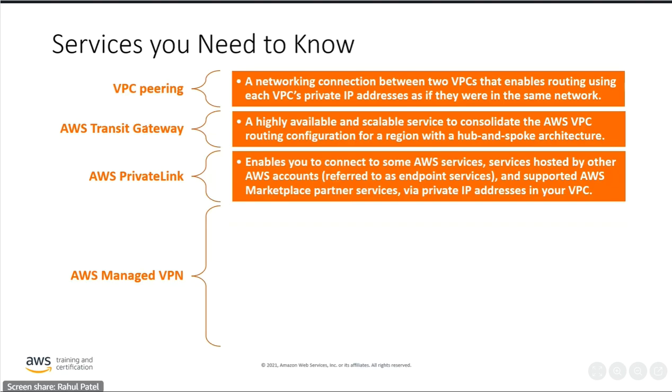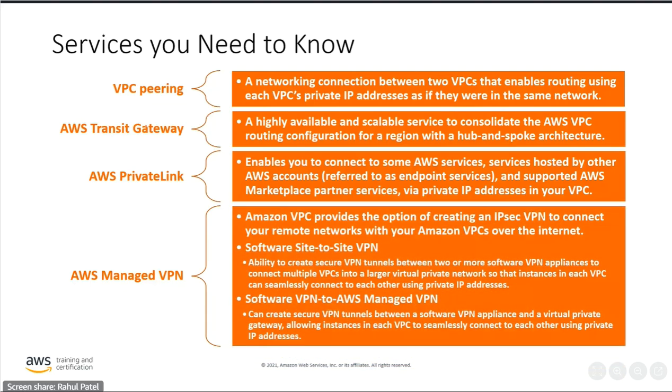PrivateLink. With AWS PrivateLink, you can connect with some of the AWS services, and these services can be hosted by other AWS accounts. Generally it uses private IP addresses in your VPC. Like we have discussed about the interface endpoint, an interface endpoint is something that uses PrivateLink, where some of the AWS services can be accessed.